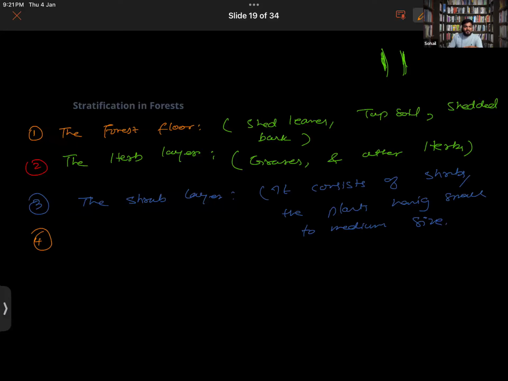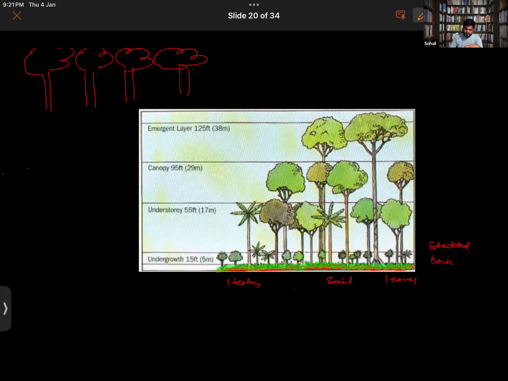Moving on to the fourth layer. The fourth layer will be this one. See, the understory. That is the fourth layer. What is understory? Basically over here, it will consist of plants that grow above the forest floor but below the canopy. So you can clearly see that these plants are growing below the canopy. Hope you guys are able to understand this. You can see you have coconut plants as well over here.